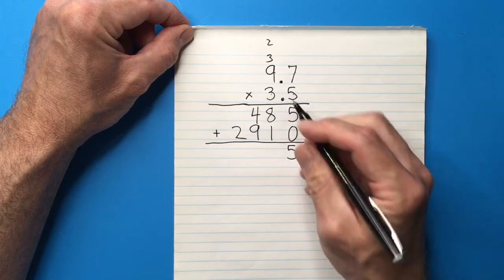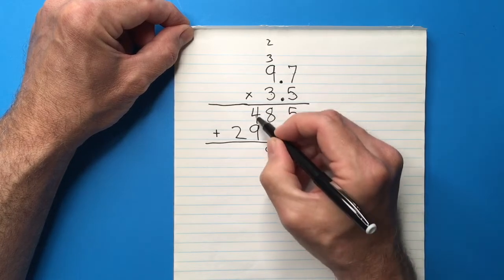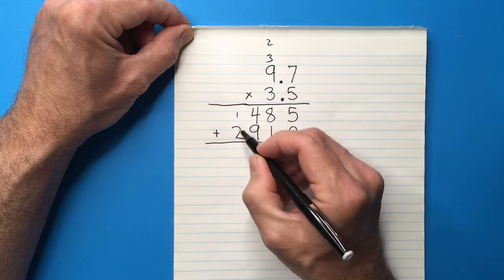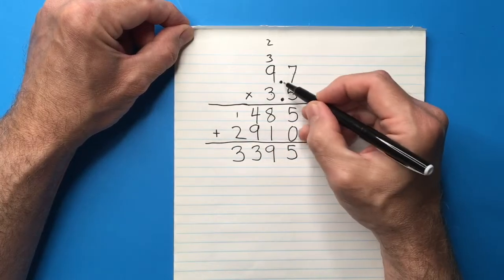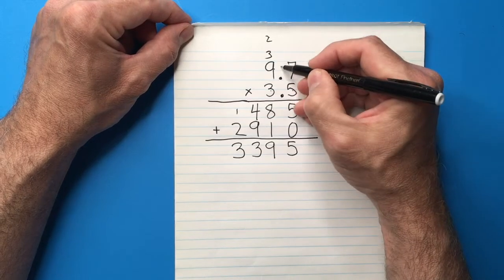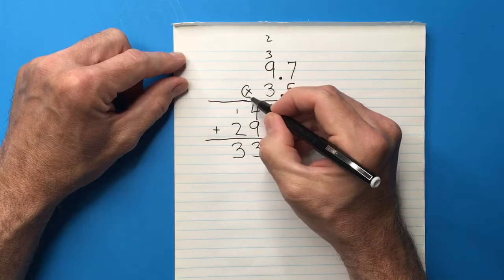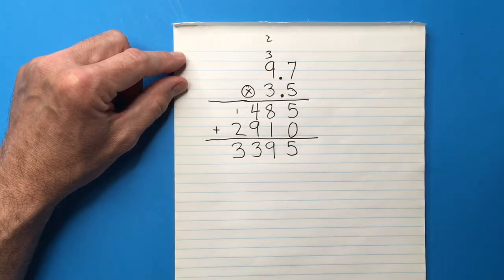5 plus 0 is 5. 8 plus 1 is 9. 4 plus 9 is 13. And 1 plus 2 is 3. Now we're going to worry about the decimals. With addition, you just bring the decimal down and put it here. You do not do that when it's multiplication. Multiplication is a little bit different.